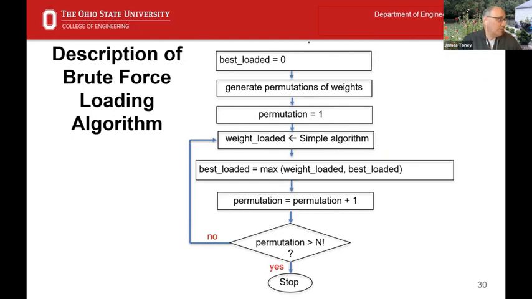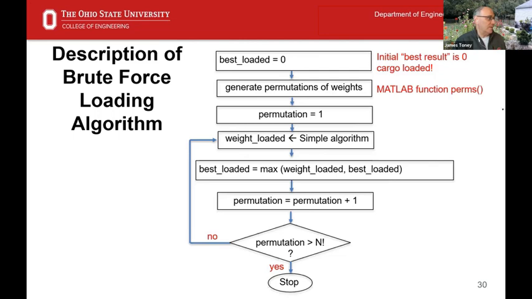All right, so here's how it's going to work. So of course, we start out, we haven't loaded anything yet. So far, the best result we have is nothing. We generate the permutations of the weights. So what I mean by that, there's a built-in function in MATLAB to do that called perms. Let me show you how it works.